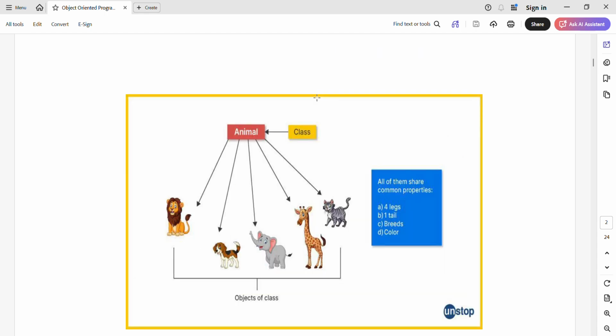Next we can discuss an animal example. Animal is a class, and every animal should have four legs, a tail. It should have its own color, right? So the class is animal, and the types of animals like cat, lion, dog, elephant are objects.